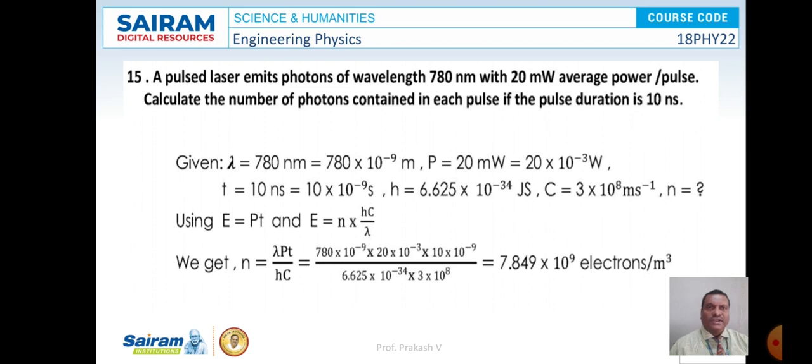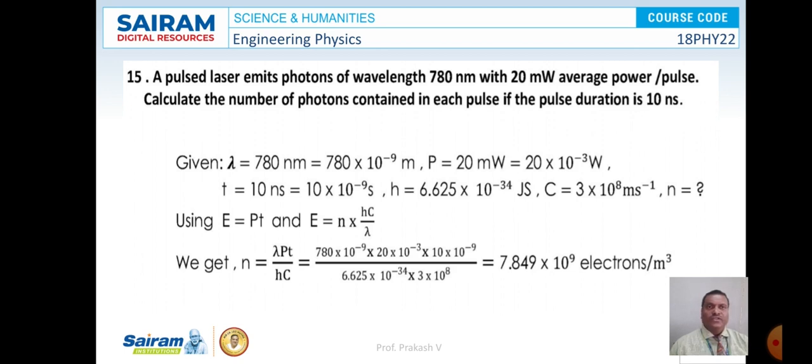A pulsed laser emits photons of wavelength 780 nanometer with 20 milliwatt average power per pulse. Calculate the number of photons contained in each pulse if the pulse duration is 10 nanoseconds. So lambda is given as 780 nanometer, power is 20 milliwatts, T is 10 nanoseconds, H is 6.625 into 10 to the power of minus 34 joule second, and C is 3 into 10 to the power of 8 meter per second.